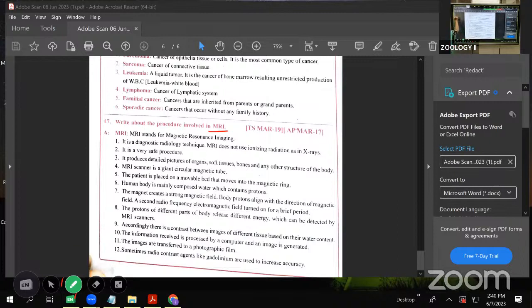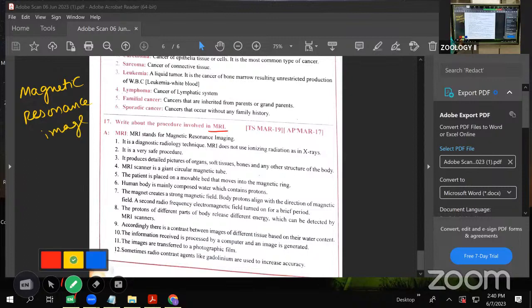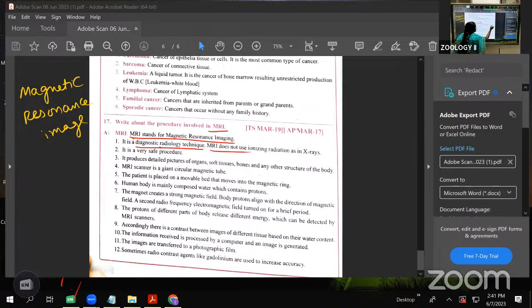Magnetic resonance image. The full form of MRI is magnetic resonance image. What it means is that it mainly uses magnetism. Here we are using a magnetic tube. It is a radiological technique, a diagnostic radiology technique. Next, the MRI does not use ionizing radiation like X-rays.